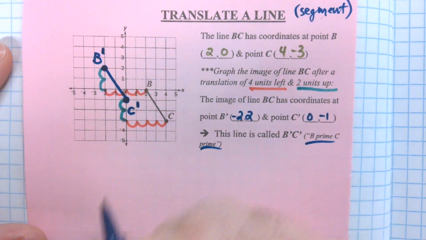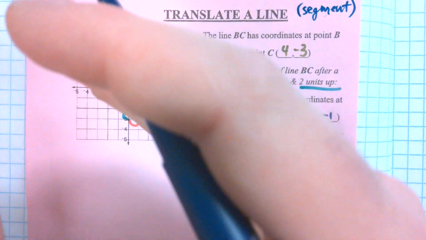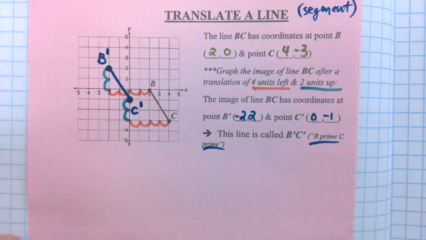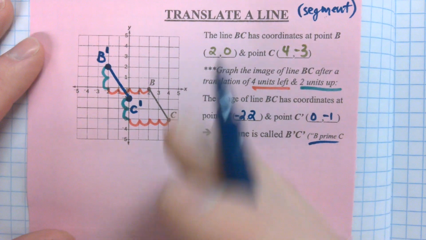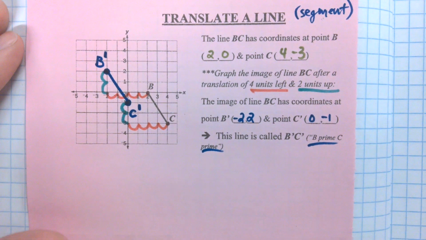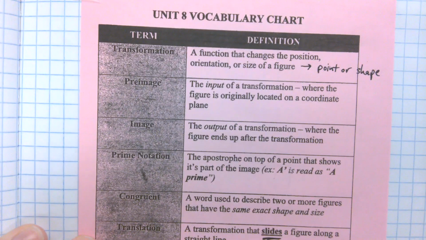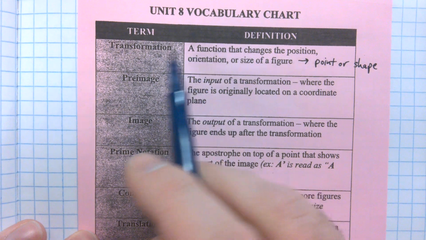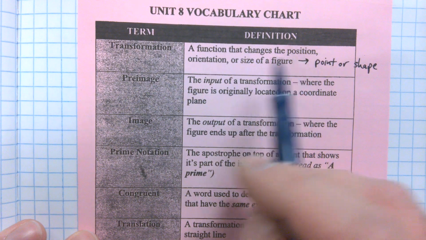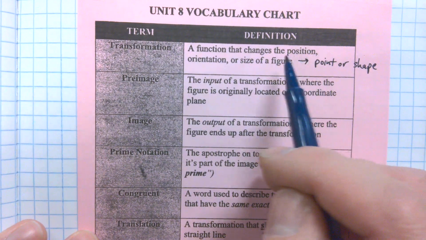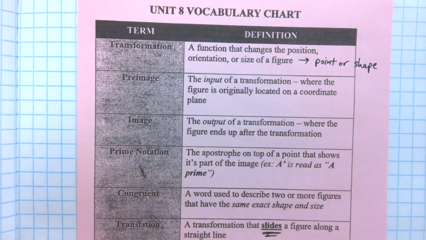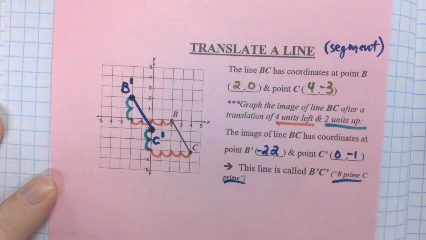So we didn't change the length of the line. We didn't change the angle or the slope of that line. So what did we change? Don't think too hard. What is it, Osase? The location. We changed where that line is at in this space. If we look back at our vocabulary chart, a transformation changes the position, orientation, or size. Right now what we're doing is changing the position. Where is that line located on this graph?